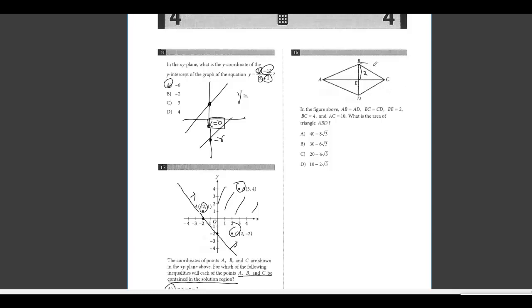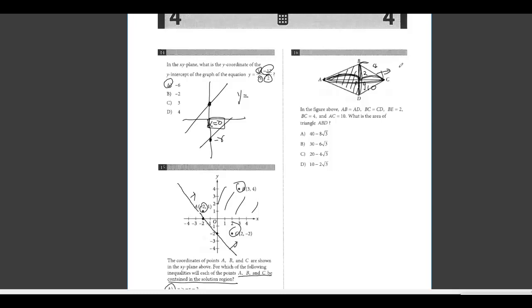And BC is 4. This side is 4. And AC altogether is 10. But we need to find the area of triangle ABD. This is ABD, this is the bottom, right? The base is 2 plus another 2, which is 4. But we need this length, which is the height. Or from here to here, C is about 10. We need to check this one, right?